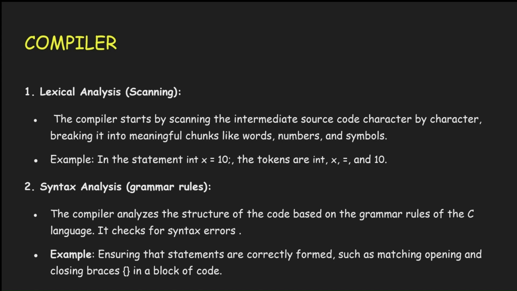Step 2. Syntax analysis, grammar rules. The compiler analyzes the structure of the code based on the grammar rules of C language. It checks for syntax errors. Similar to English language, the C language also has some grammar rules which are to be obeyed. Example, ensuring that statements are correctly formed, such as matching opening and closing braces in a block of code.